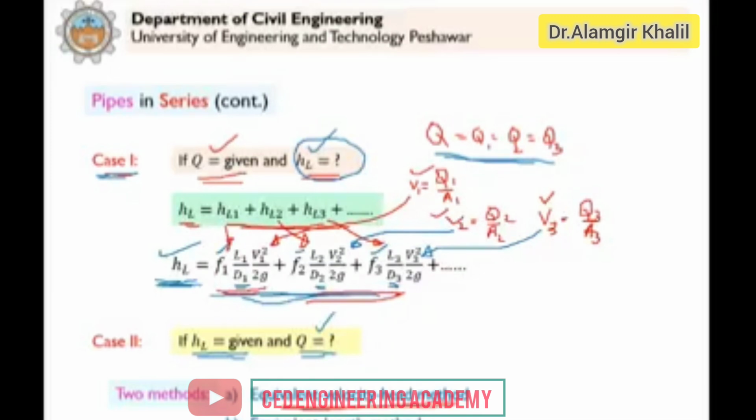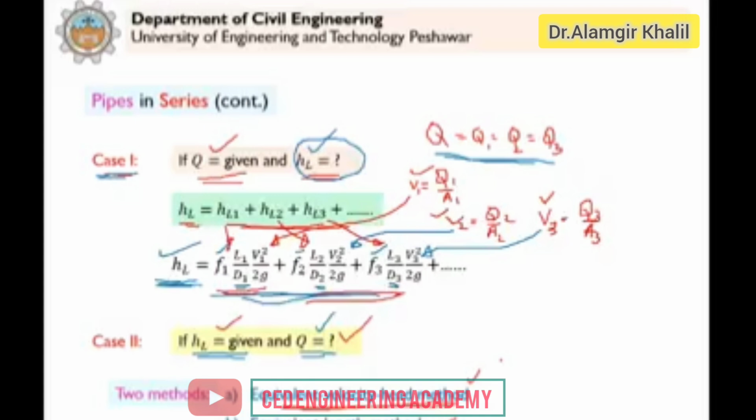So when head loss is given to us and we are required to calculate the discharge, then in that case you can apply any of these two methods. Either you apply the equivalent velocity head method, or you can apply the equivalent length method to solve the problem. And both methods will give you the same answer.